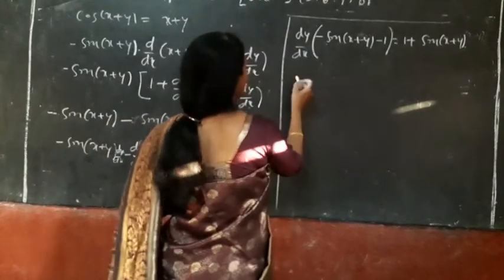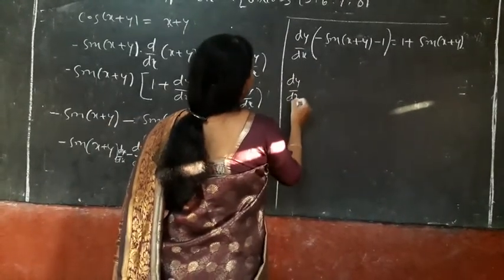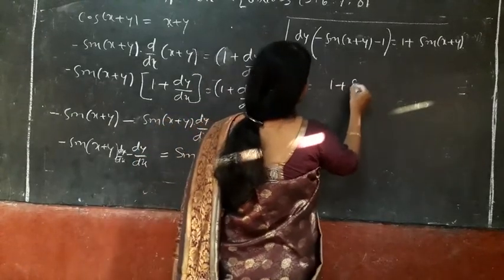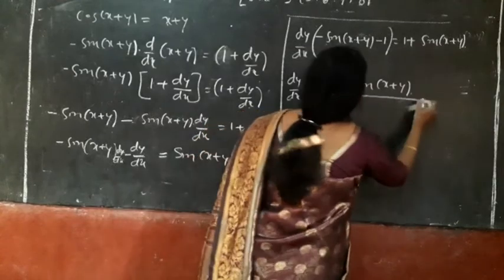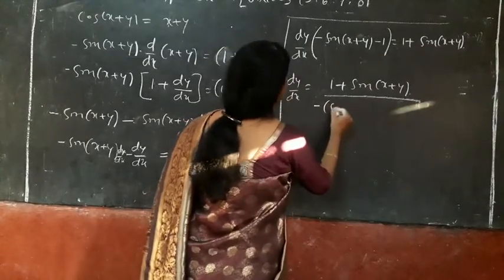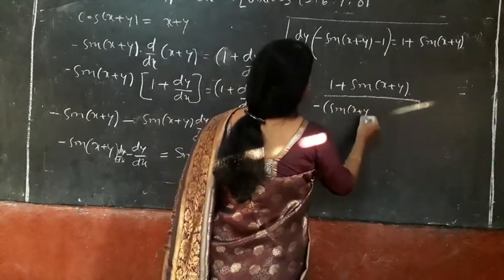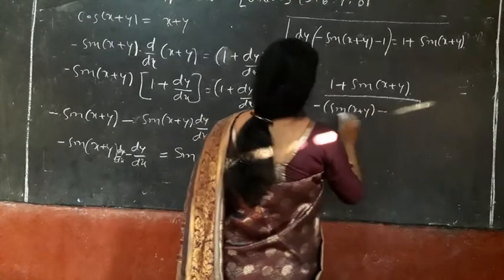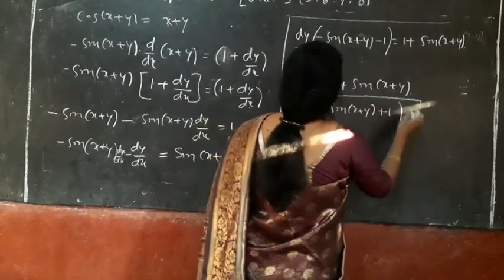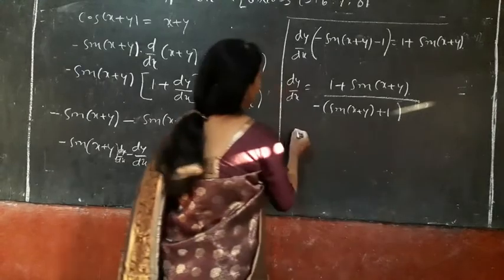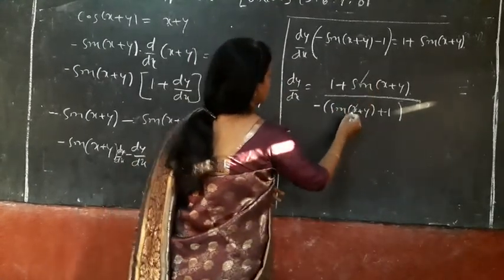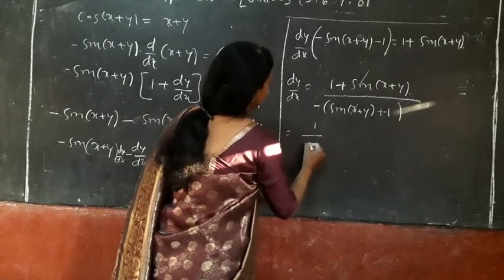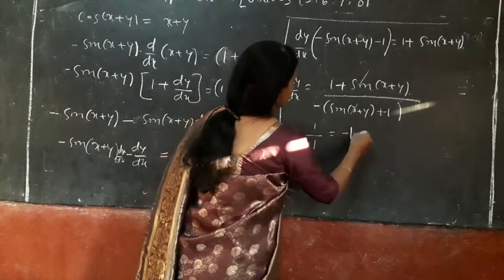Therefore, dy upon dx equal to, we can write 1 plus sin of x plus y divided by minus into the bracket sin of x plus y plus 1. These two terms get cancelled. 1 upon minus 1, we get minus 1 as the answer.